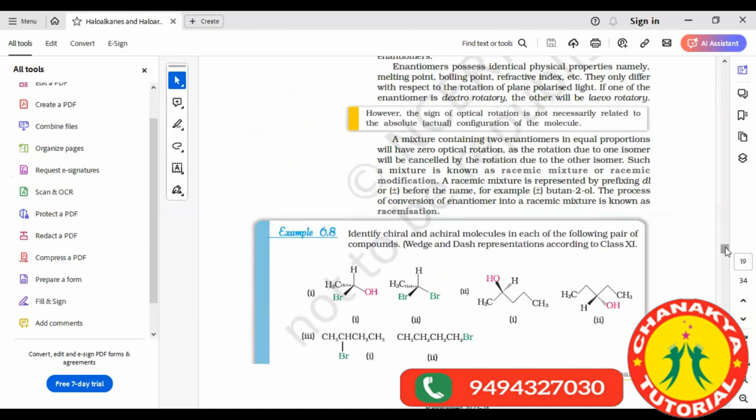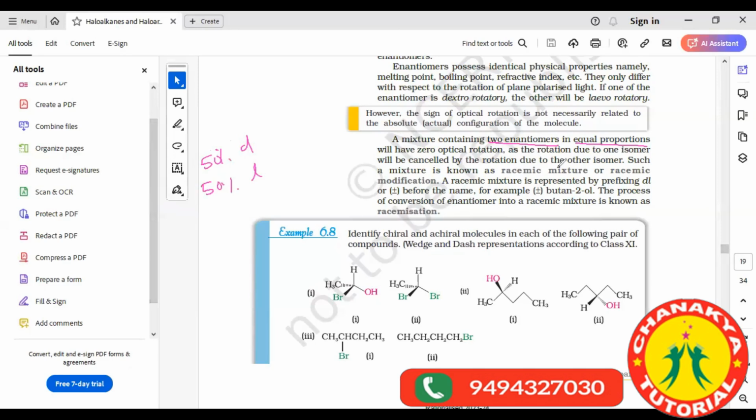If these plus and minus enantiomers are present in one bowl, in the form of a mixture, that mixture is called the racemic mixture. Understanding that mixture is called what? Racemic mixture. A mixture containing two enantiomers in equal proportions. Equal proportion means 50% of D and 50% of L.